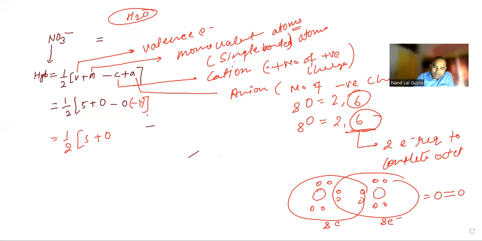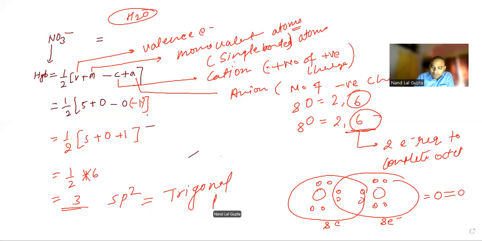Here, see, minus into minus, that is going to be plus. So this is going to be 1. So that is 1 by 2 into (5 plus 1 plus 6, multiply by 6). So how much is coming? 3. 3 means one s orbital and two p, sp2. sp2 orbital means trigonal planar. This is the trigonal planar. This structure is trigonal planar.